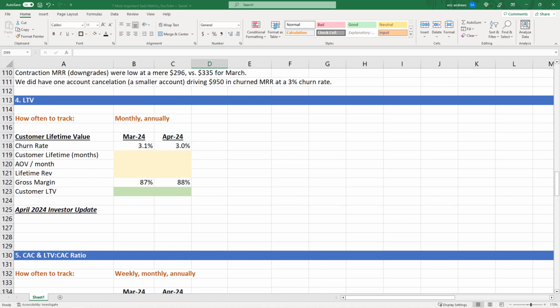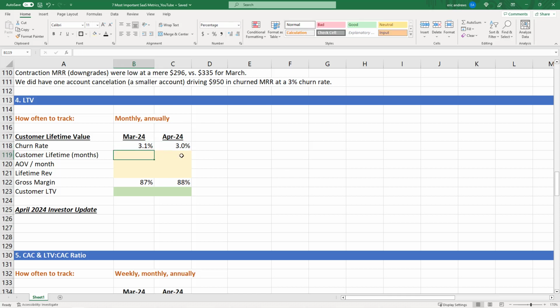Okay, so now let's talk about customer lifetime value. So how often should you track customer lifetime value? Monthly is probably best, but don't wait around. The times where you should track it more often than monthly are situations where your churn rate goes up really, really fast, or your AOV goes down really fast. So you want to know if your LTV is getting worse, that is, how much you can continue to spend on marketing. So here's how you track the customer lifetime value.